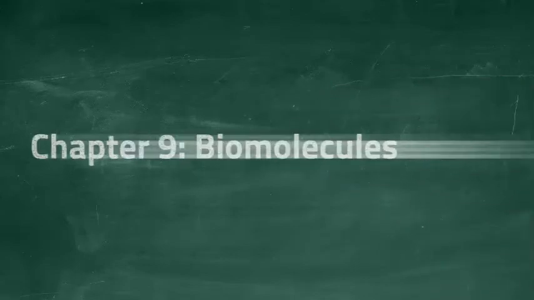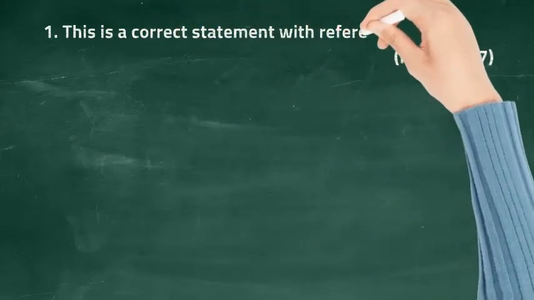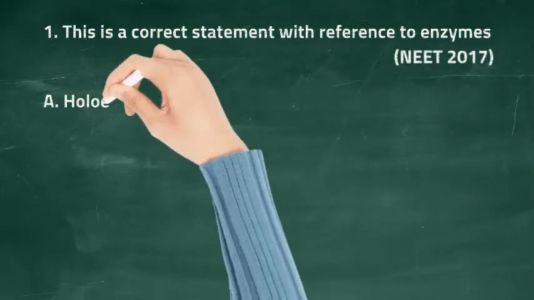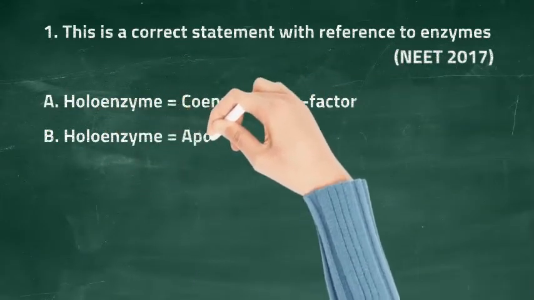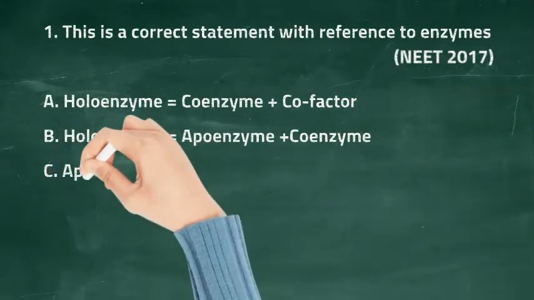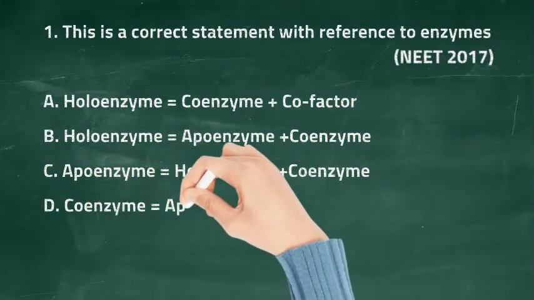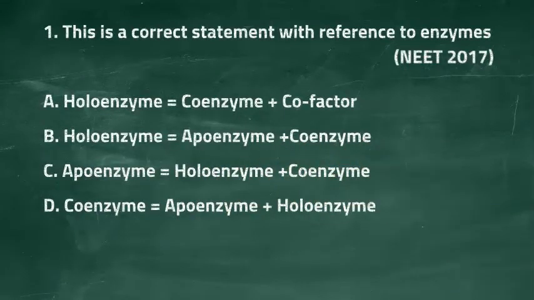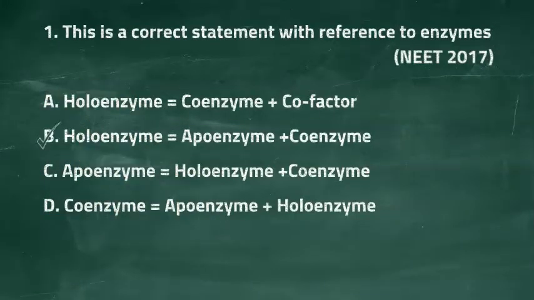The first question is, which is a correct statement with reference to enzymes. Option A is holoenzyme is equal to coenzyme plus cofactor. Option B is holoenzyme is equal to apoenzyme plus coenzyme. Option C is apoenzyme is equal to holoenzyme plus coenzyme. And option D is coenzyme is equal to apoenzyme and holoenzyme. The right answer is option B. Holoenzyme is equal to apoenzyme and coenzyme.